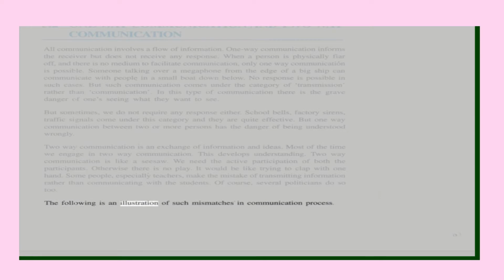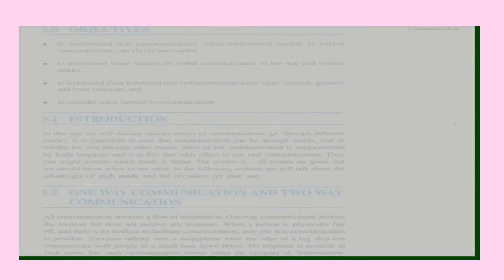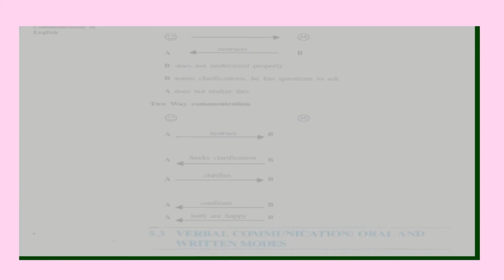The following is an illustration of such mismatches in communication process. Verbal and nonverbal communication. One-way communication. A instructs B. B does not understand properly. B wants clarifications, he has questions to ask. A does not realize this. Two-way communication. A instructs B. B seeks clarification. A clarifies. B confirms. Both are happy.